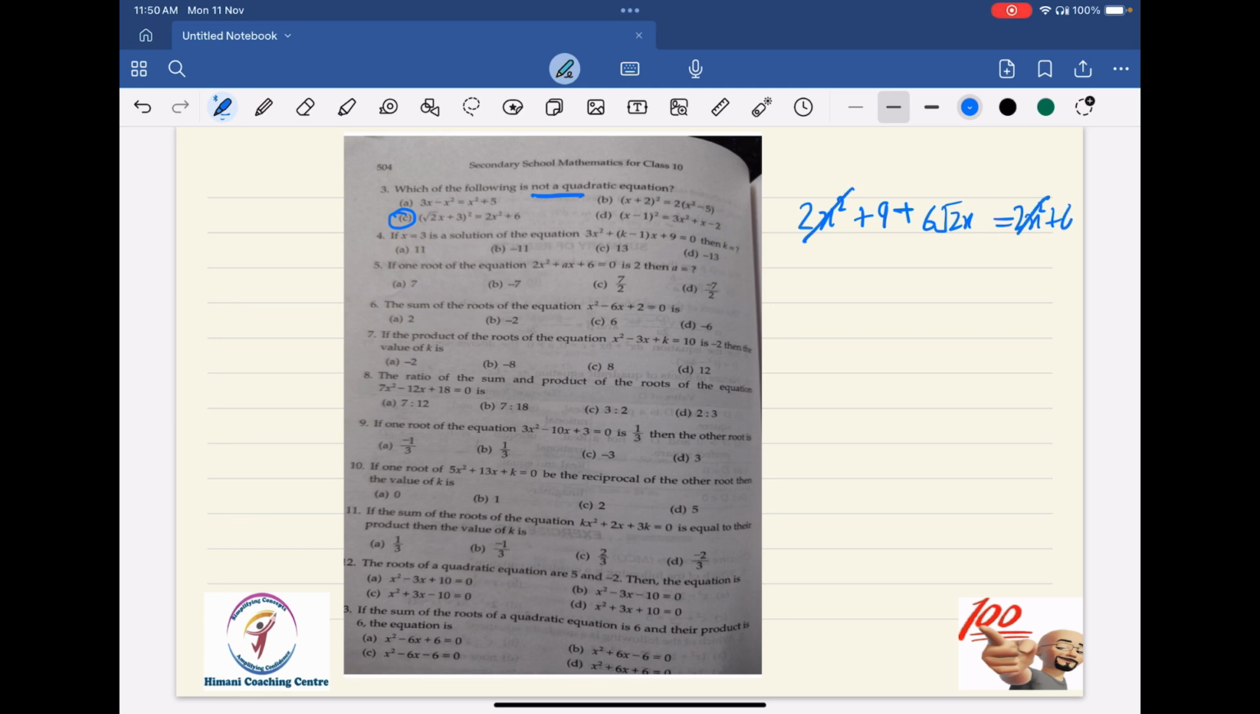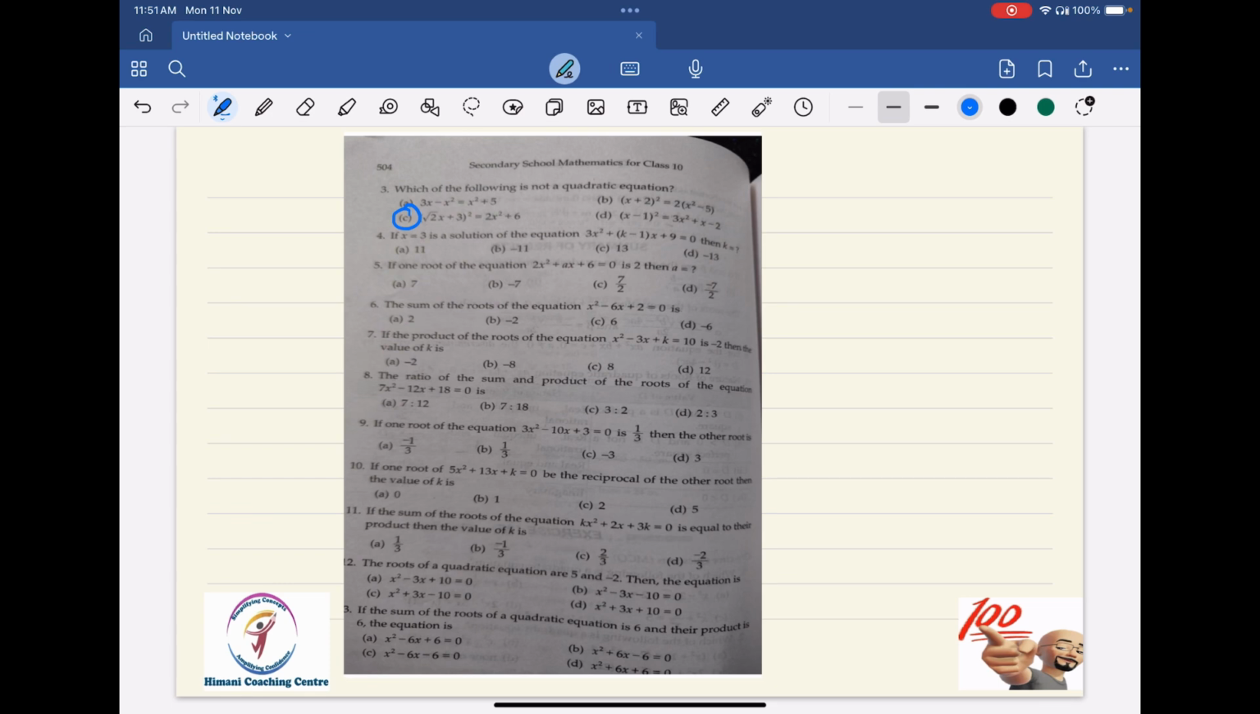Now if you see, both 2x square and 2x square cut each other, and the highest degree, if I want to solve, though we don't need to solve because this is just an MCQ, but you can see the highest power in this equation is now 1. So the answer for this question is that C is not a quadratic equation. Okay, just remember that, because if it is quadratic, the highest degree should be 2.